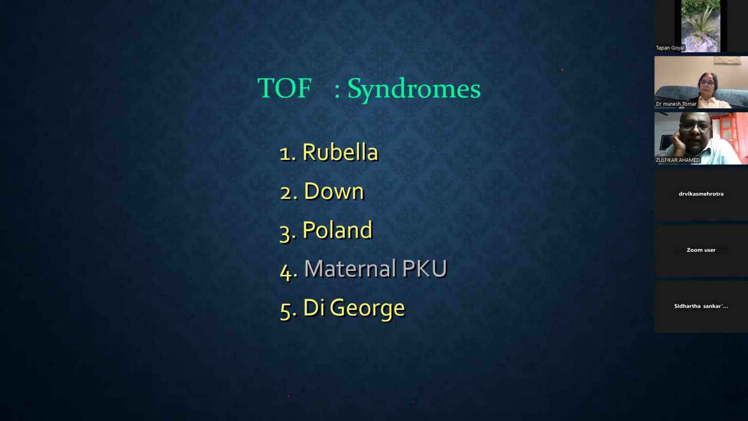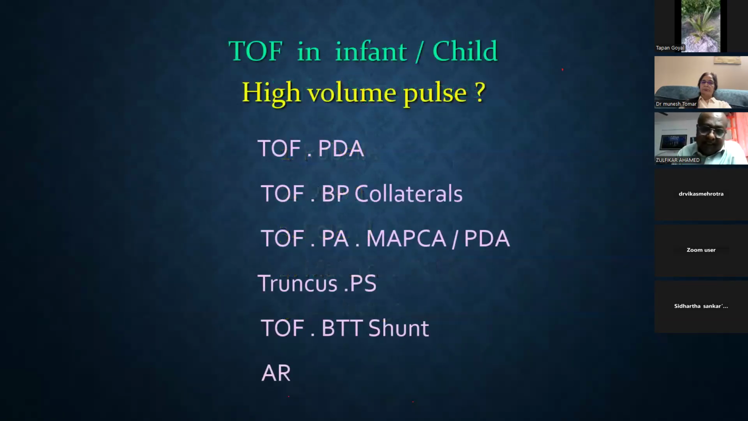The most common cyanotic heart disease in them are tetralogy of Fallot, then maternal PKU, and very, very importantly, DiGeorge syndrome, because up to 15% of tetralogy can have an associated DiGeorge syndrome on testing. Then there are some additional factors, added factors in tetralogy.